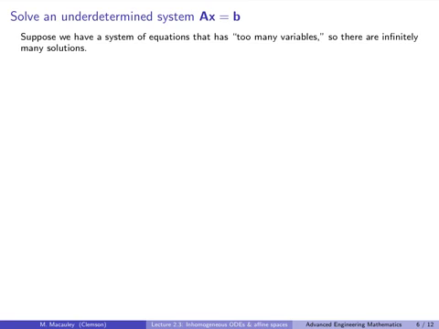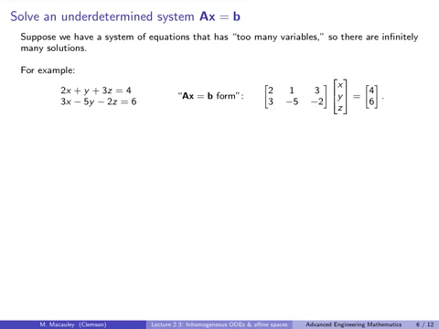Next is a classic problem in linear algebra, not the vector space theoretical stuff I've been showing you, but in any intro undergraduate linear algebra course, you will learn about how to solve an underdetermined system of equations, AX equals B. This means that we have a system of equations that has, in quotes, too many variables. So there are infinitely many solutions. Here's an example. Two equations: 2x plus y plus 3z equals 4, and 3x minus 5y minus 2z equals 6.